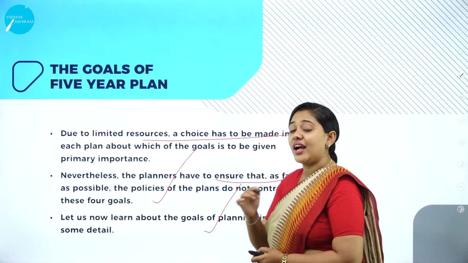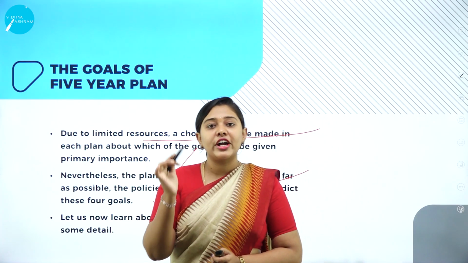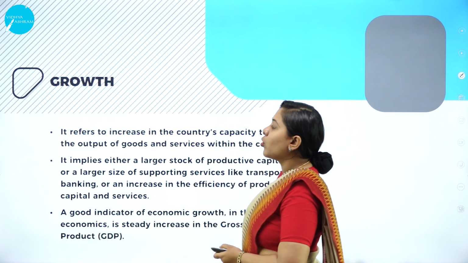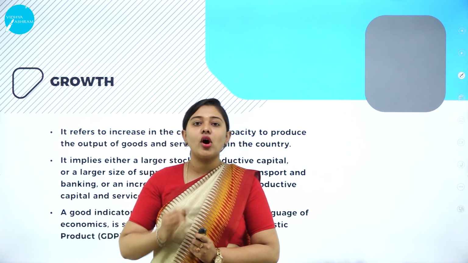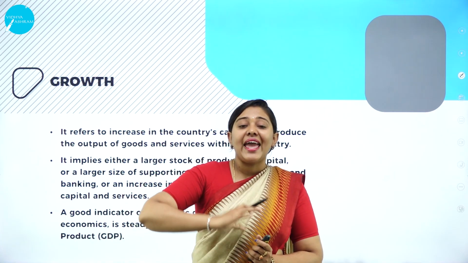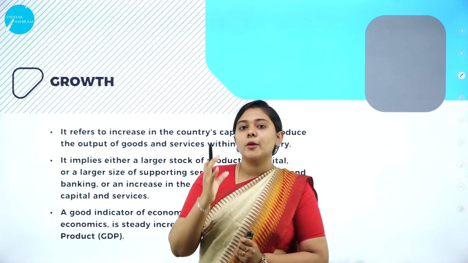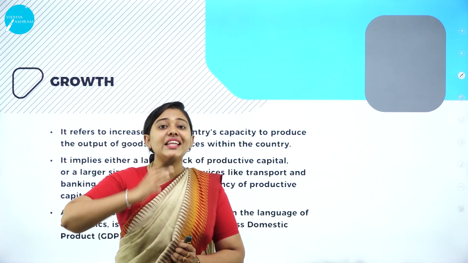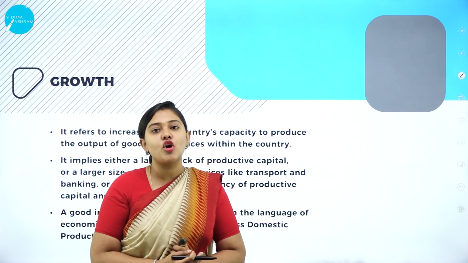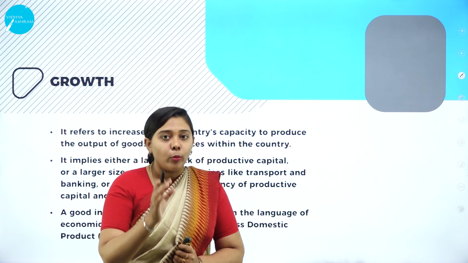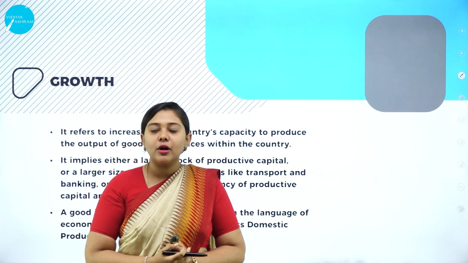Now let us understand the goals of the 5 year plan one by one. First is growth. Growth in terms of what? Growth in terms of expanding the capacity of production. I repeat, growth in what? Growth means an increase in the capacity of production of goods and services. That is the main objective behind the 5 year plans.